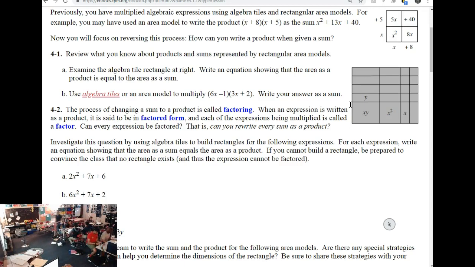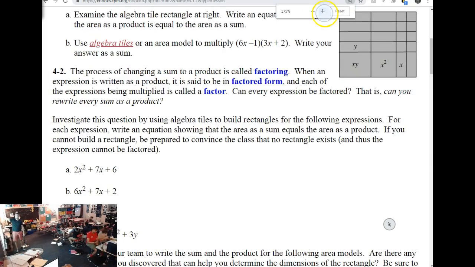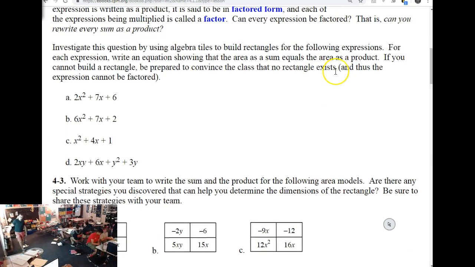So 2x squared plus 7x plus 6. Blue is x, yes. So we're not trying to make a square, we're trying to make a rectangle.